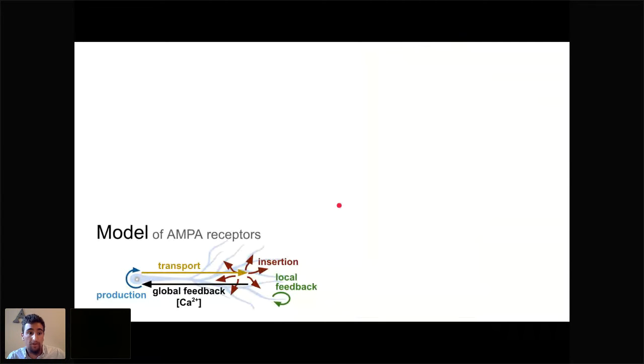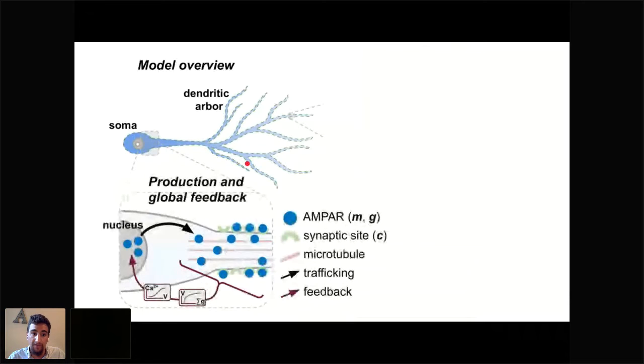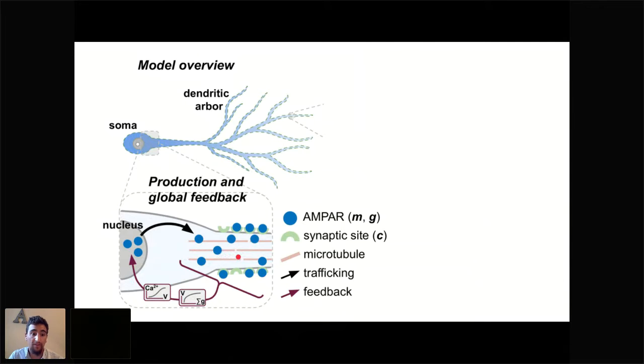So this is the model. Let's move our neuron up and break down all the individual parts. We're interested in neurons with a soma and a large branching dendritic arbor. If we zoom into the soma, we can see the site of cargo production and global feedback. Our cargo of interest is AMPA receptors, which are these dark blue dots. And we're using AMPA receptors themselves as our scaling factor. They're produced in the nucleus and transported on microtubules, these light red tracks. They're then released for spread throughout the cell.